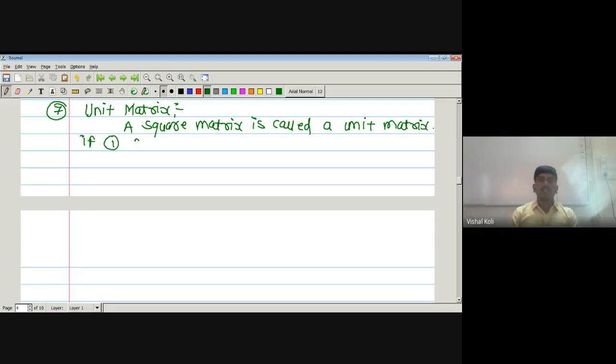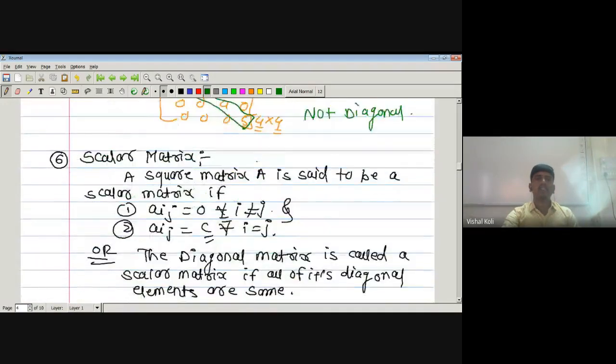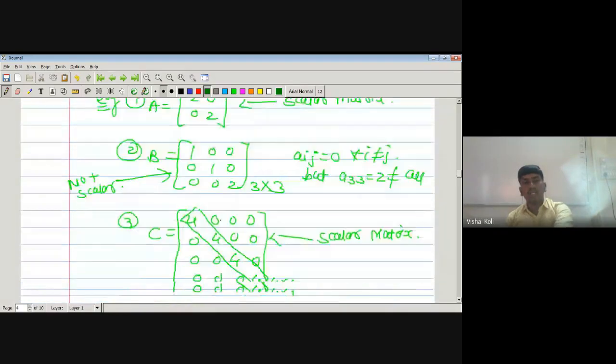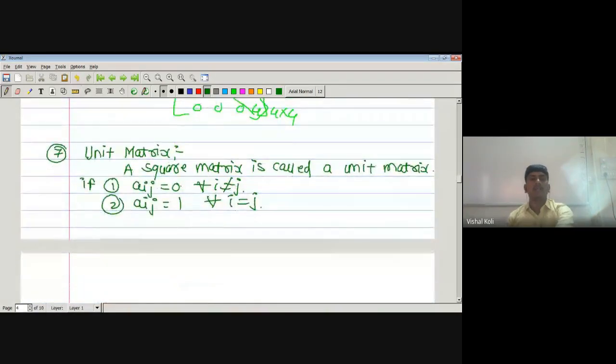if first aij is equal to 0 for all i not equal to j, that is, it is again a diagonal matrix, and aij will be equal to 1 for all i equal to j. So any square matrix is said to be a scalar matrix if aij equal to 0 for all i not equal to j, that is, it is a diagonal matrix, and aij will be equal to c for all i equal to j, that is, all the diagonal elements are same. But if the diagonal elements are one only, then the matrix is said to be a unit matrix.